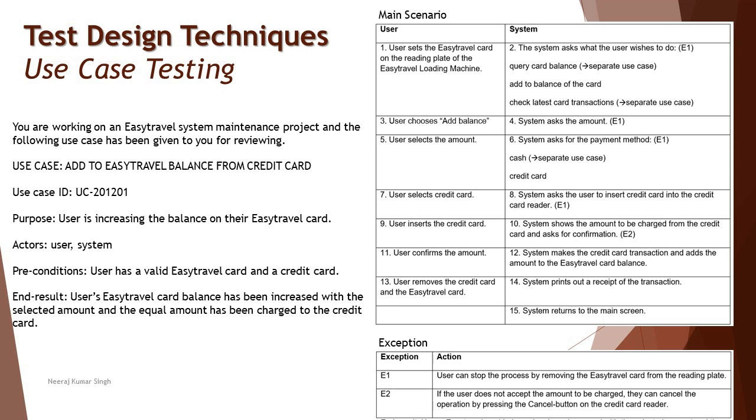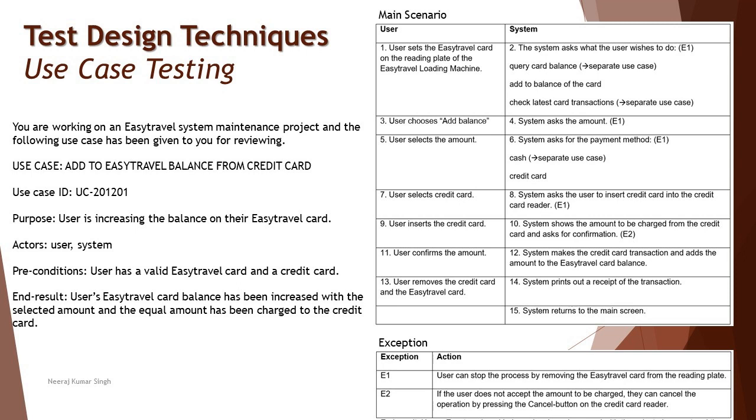That means it's written like this: to query card balance, you have a separate use case, and for checking the last card transactions, you have a separate use case. This use case is about adding to the balance of the card. So step 3, user chooses add balance. Step 4, system asks the amount.